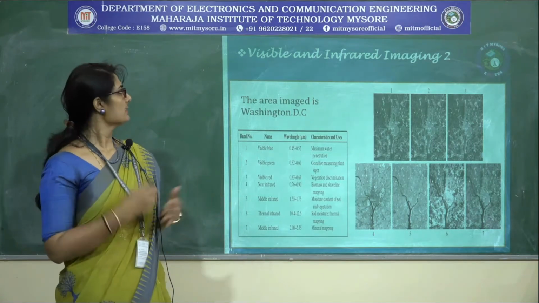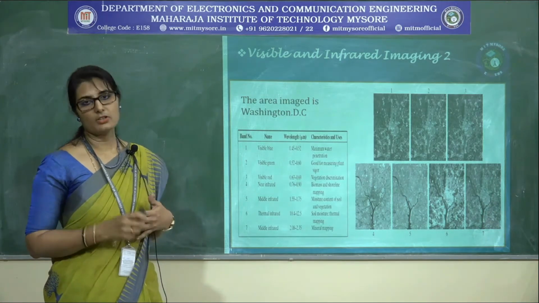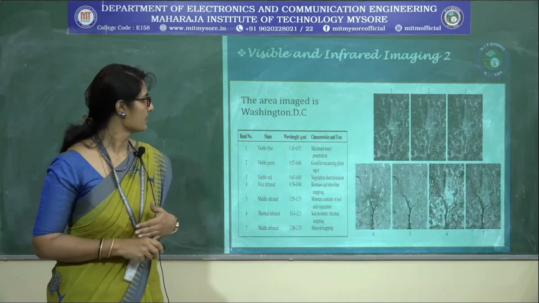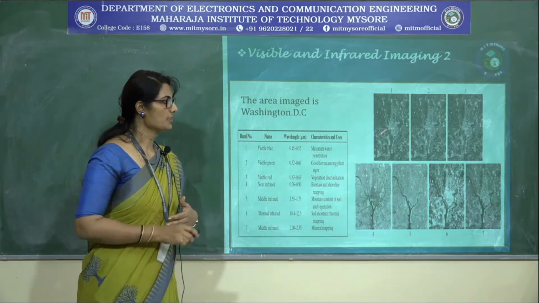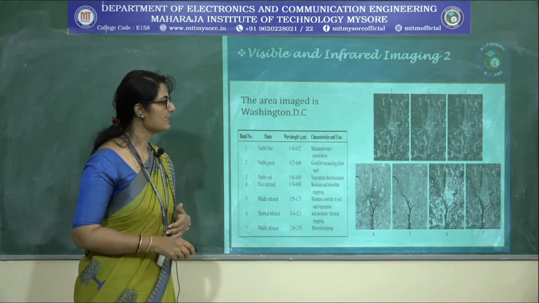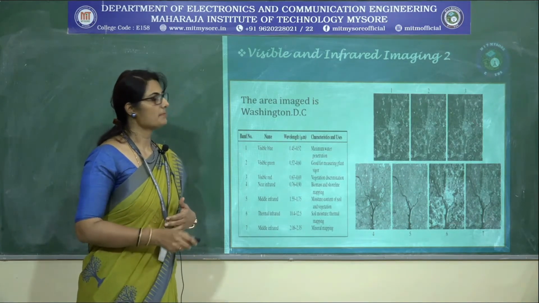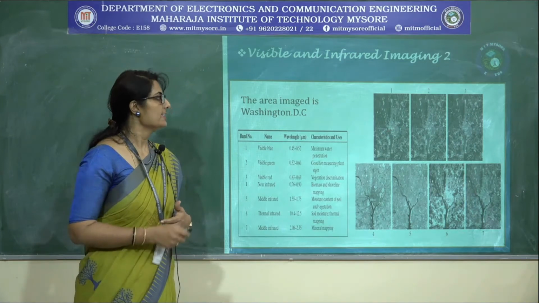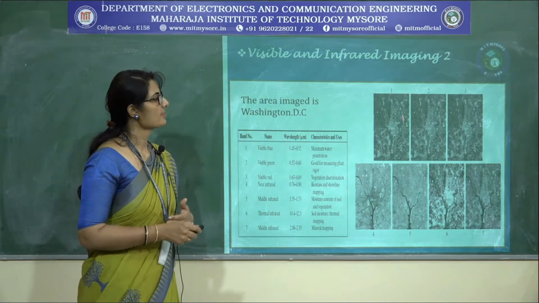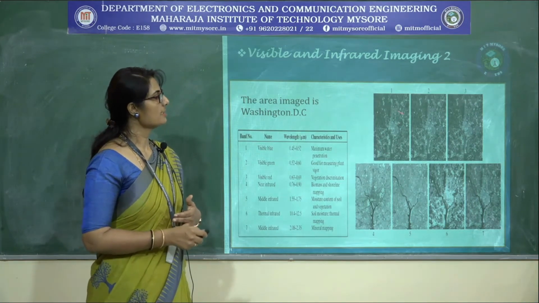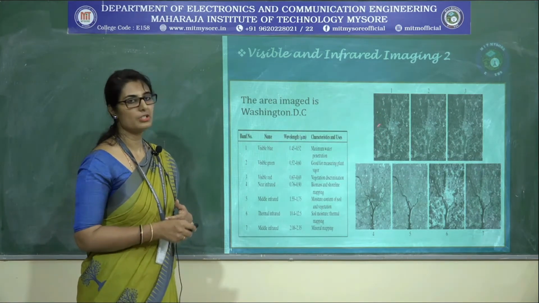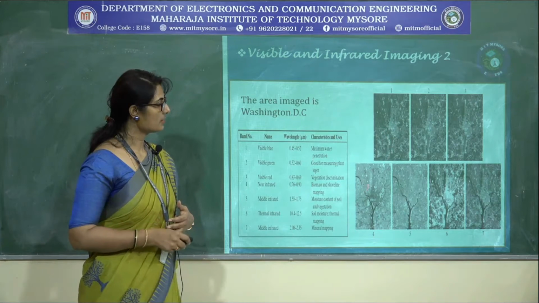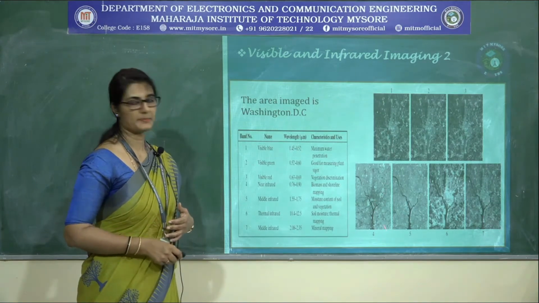As well, visible and infrared imaging are also used in remote sensing. This is the image of Washington DC. This is the satellite image captured by NASA's Landsat. This image involves features such as buildings, roads, vegetation and the major river flowing through the city.